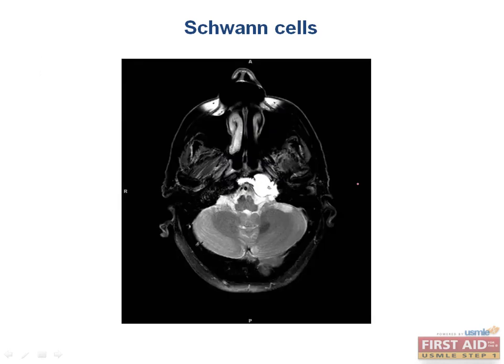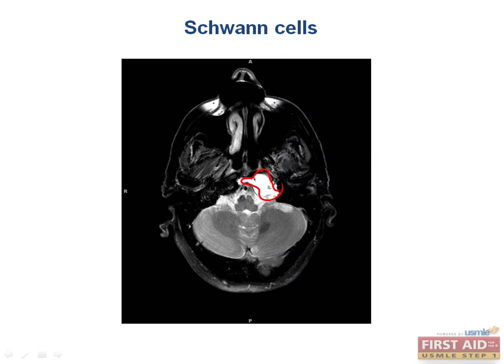Now in the second scenario, you might be given a picture like this. This patient presents to your office with sensorineural hearing loss. Upon further questioning, you find out that they also have had trouble with standing from a seated position. What is the diagnosis here? The diagnosis here is a schwannoma.